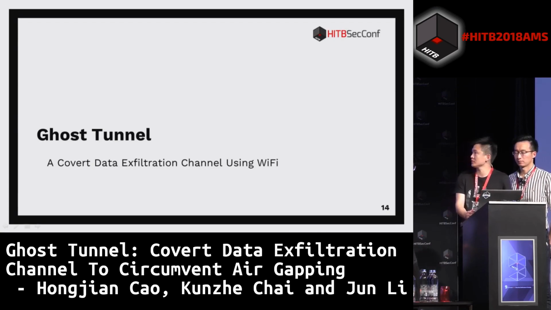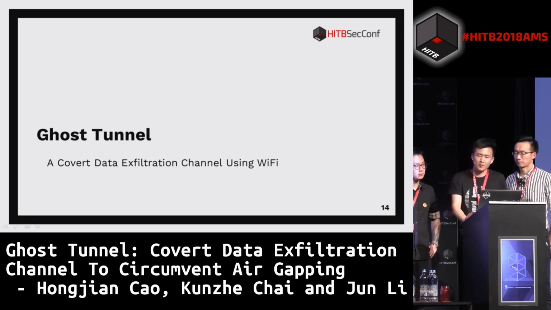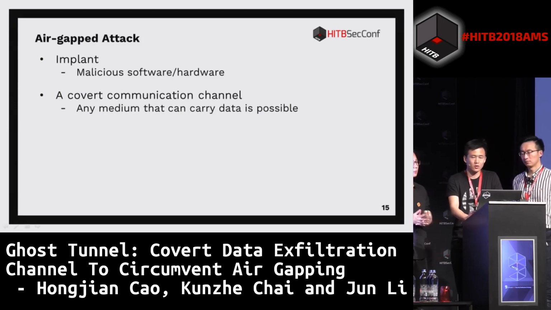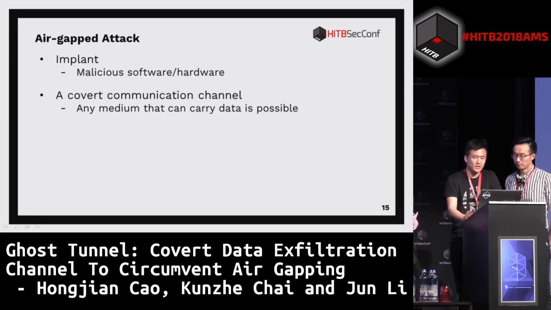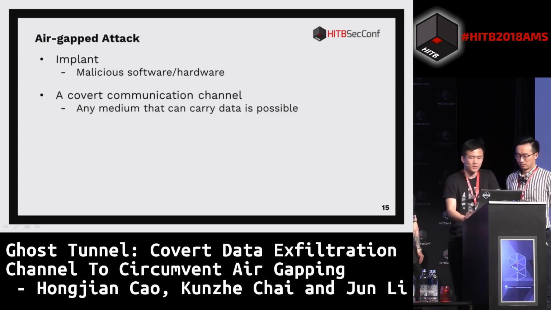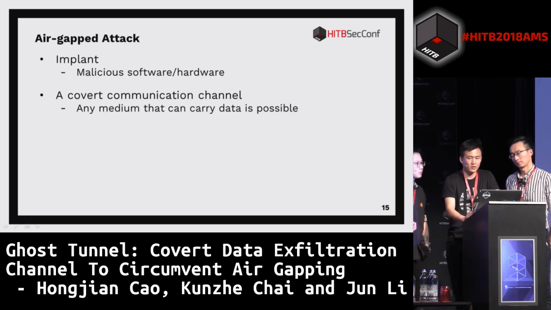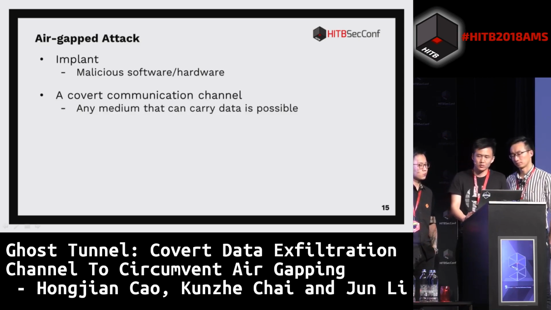Okay, our research, Ghost Tunnel, is a Wi-Fi covert channel that can bypass air gapping. So according to previous events and researchers, we can see attacking an air-gapped network generally takes two steps. The first step is to implant malicious software or hardware to the target system, and the second step is to establish a communication channel to execute commands and exfiltrate data.